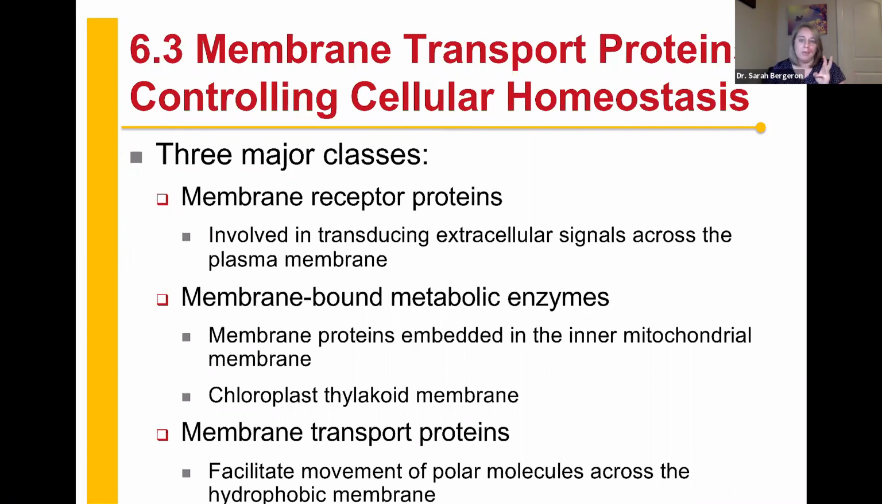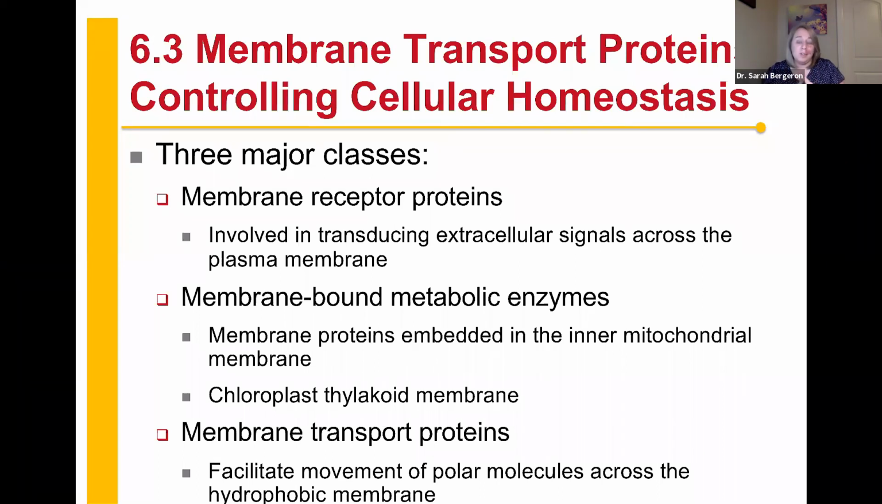All right, so we have 3 major classes of membrane transport proteins. They can be membrane receptor proteins. So these are involved in transducing our extracellular signals across the plasma membrane, and we're really not going to talk about those until we get to chapter 8. There are membrane-bound metabolic enzymes. So these are like the ones that are in the inner mitochondrial membrane, right? They're involved in those oxidation reduction reactions and ATP synthesis. So that'll really be chapter 11 and 12. Also in the chloroplast thylakoid membrane, right? All that'll be in 11 and 12.